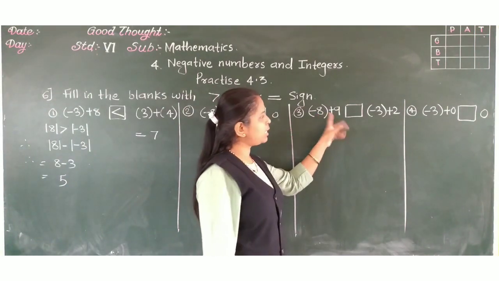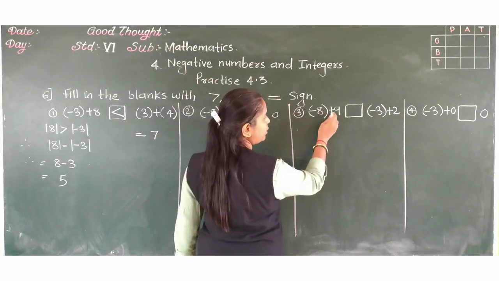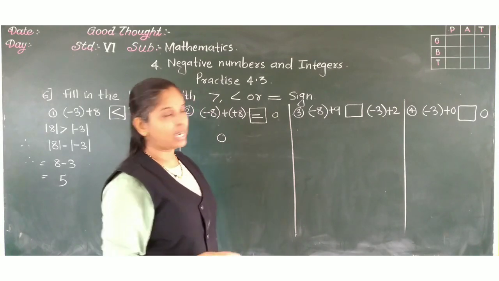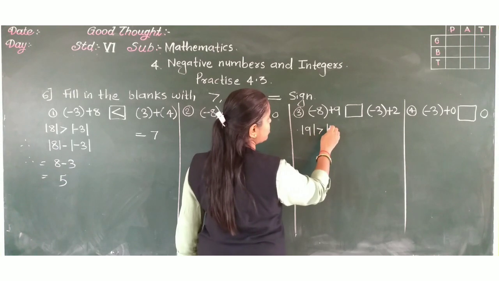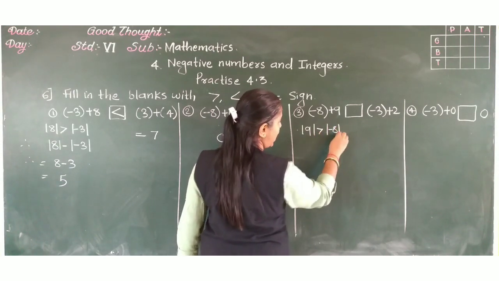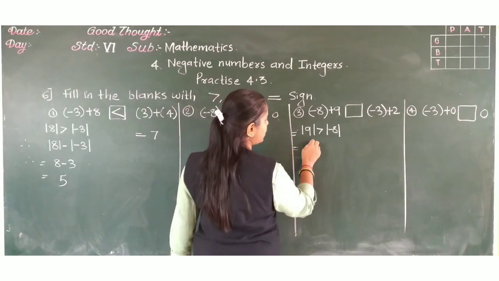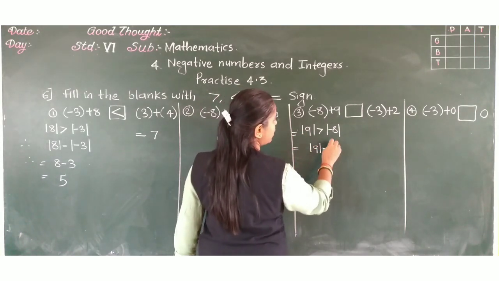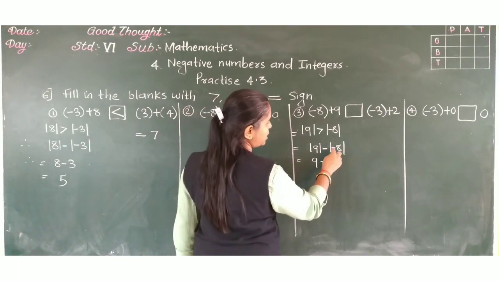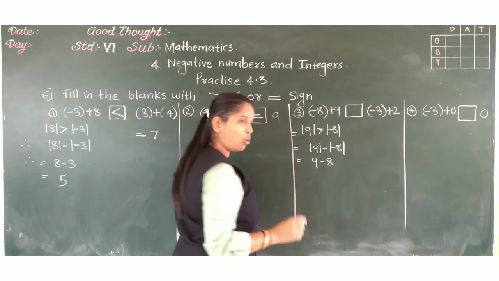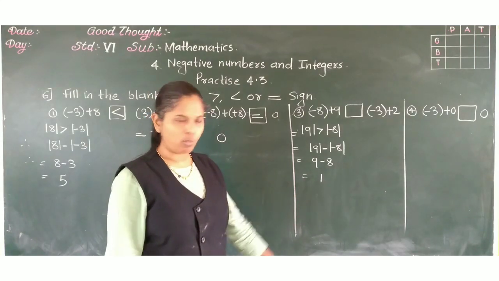Next, minus 8 plus 9. Again different signs. So take absolute values. Now whose absolute value is greater? The absolute value of 9 is greater than the absolute value of minus 8. Correct? Then what do we have to do? We have to subtract their absolute values. So the absolute value of 9 is 9, minus the absolute value of minus 8, which is only 8. So 9 minus 8 is 1. On this side, the answer we got is 1.